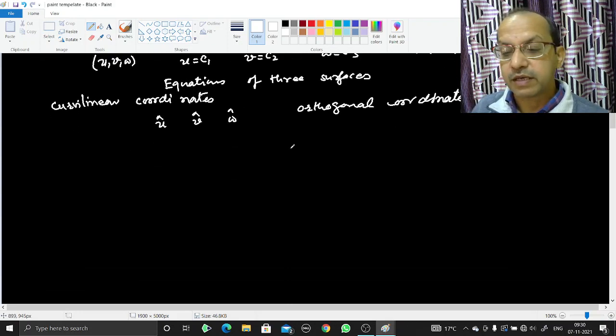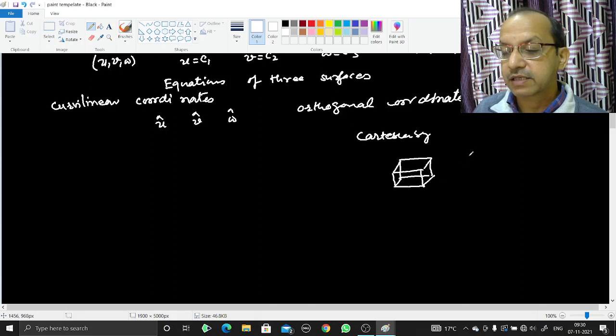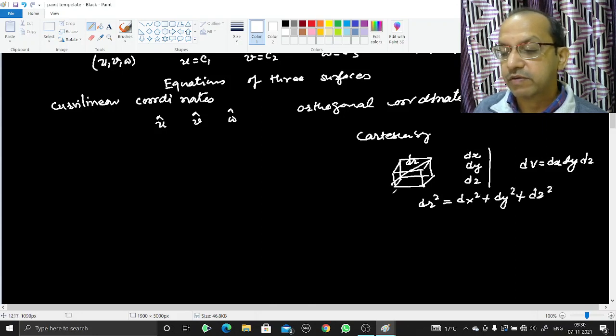Also, the volume element in the Cartesian system is given by the cuboid having length, breadth, and height equal to dx, dy, dz. So it has the dimensions dx, dy, dz. You can say the volume is dV equal to dx dy dz. Or you can say the body diagonal: dr squared equal to dx squared plus dy squared plus dz squared. Now we will also generalize this one.